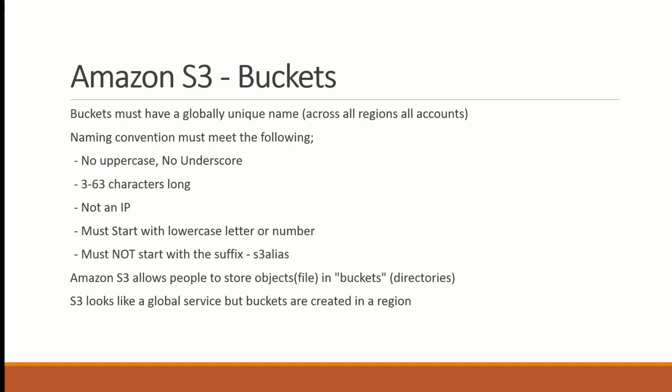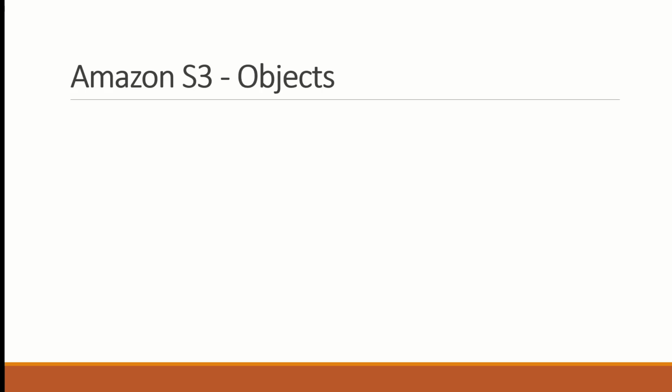Let's say, for example, I'm in EU West 2, which is the Amazon region for London. If I create a bucket here, the bucket I create here is only created here. It's not a global service. Let's have this statement about this: buckets are defined at regional level.